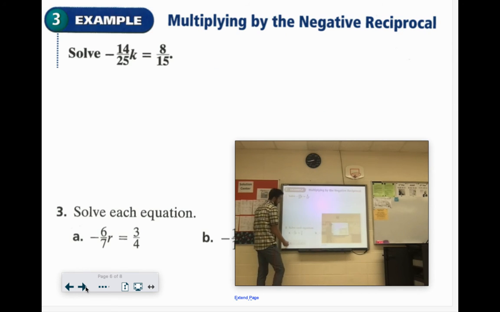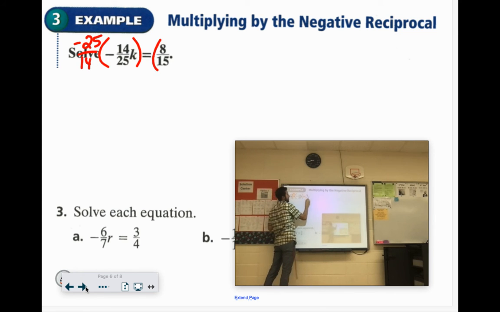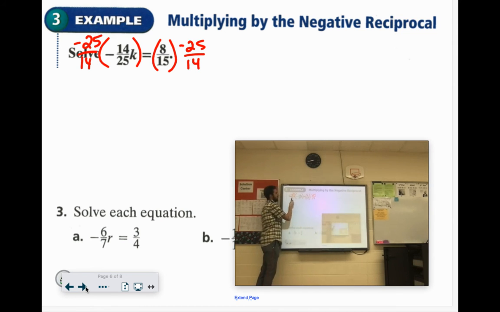All right. Oh, goodness me, oh my. A negative number. Just multiply by the reciprocal again. But we're going to do negative 25/14. Everything still cancels on the left. You have a negative times negative is positive. The reciprocal all cancels out, so it comes out to positive k.